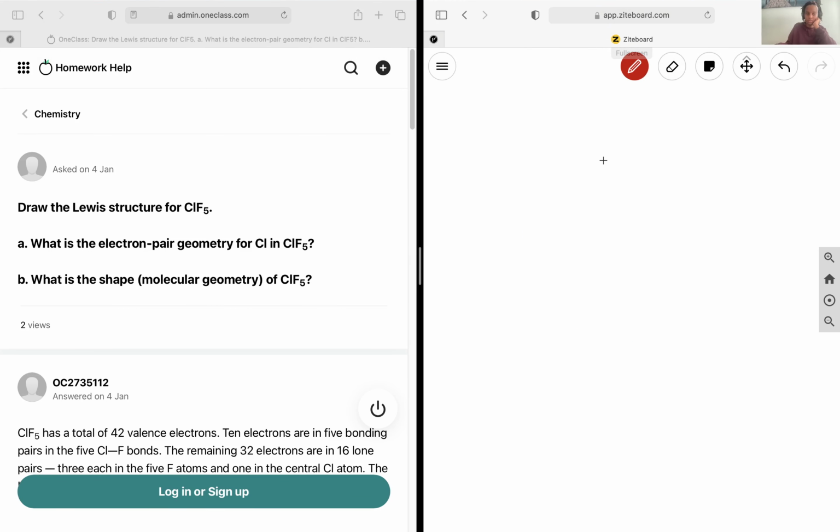Okay, next up we are looking for the Lewis structure of ClF5. So let's go about doing that first. Let's count our valence electrons. 7 from the chlorine, 5 by 7 from the fluorine. And that is going to give us 35 plus 7, so 42 electrons to figure out. Let's go ahead and label that.